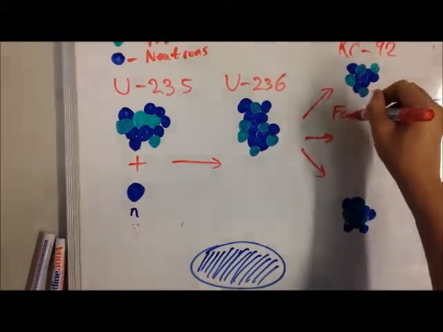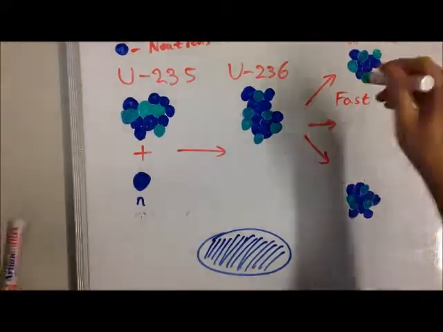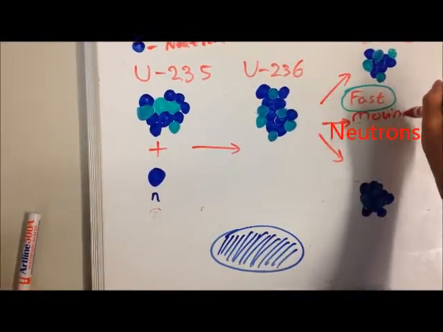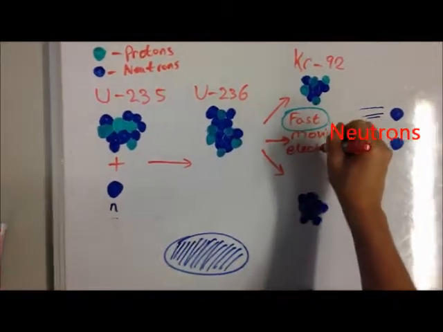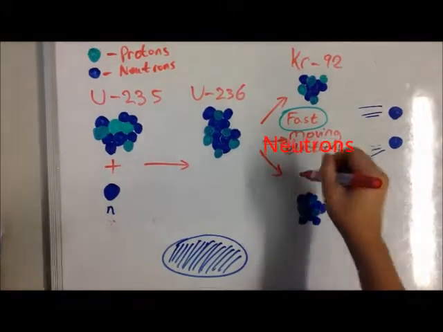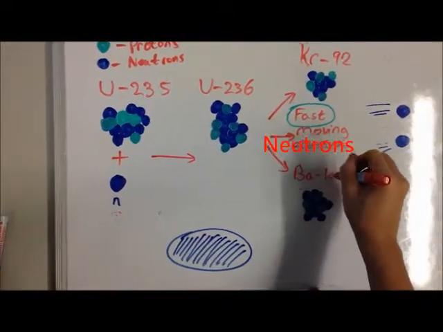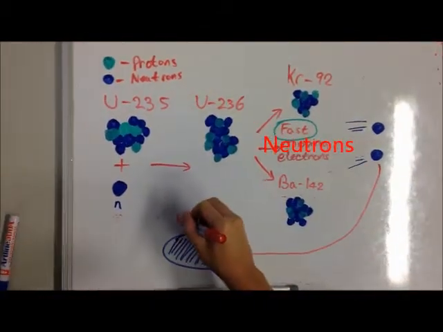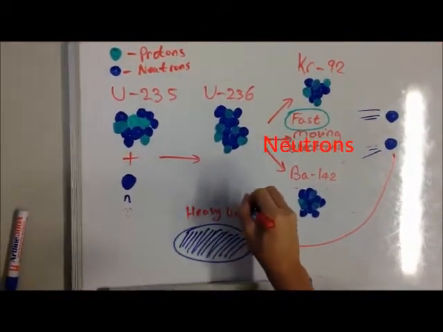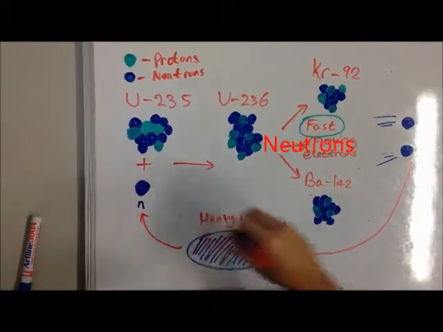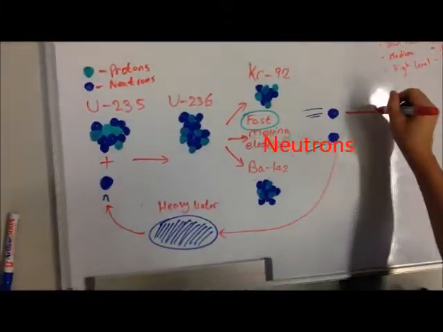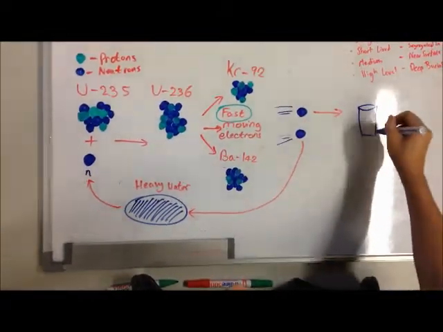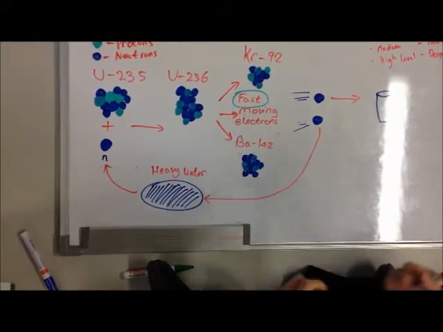This will break down into krypton-92, 3 fast-moving neutrons, and also barium-142. These fast-moving neutrons move at about 7% of the speed of light, which is about 2.1 times 10 to the 7 meters per second, while moderated neutrons slowed down by heavy water move at 8 times the speed of sound, which is 2,400 meters per second. One fast-moving neutron is slowed down by heavy water, which is essentially water, and is used to cause a new reaction. A control rod is used to absorb the other 2 neutrons.